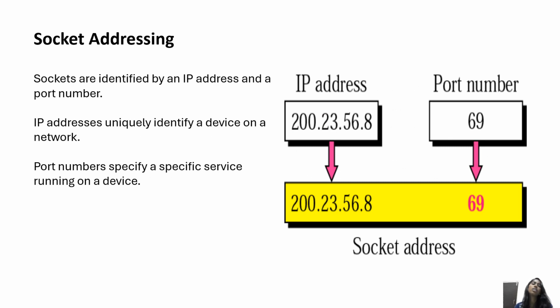Next we see socket addressing. Sockets are identified by an IP address and a port number. IP addresses uniquely identify a device on a network. The port number specifies a specific service running on a device, as shown in the diagram.